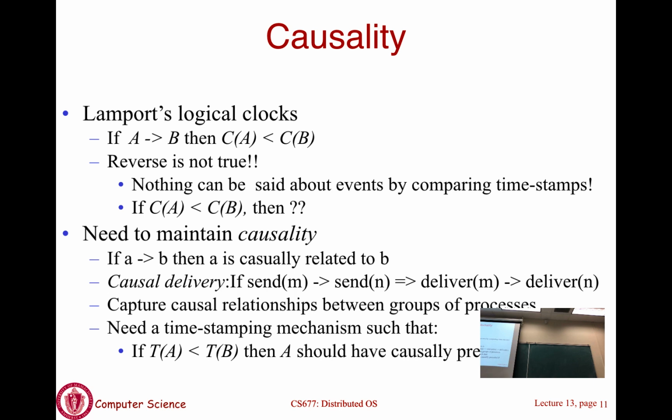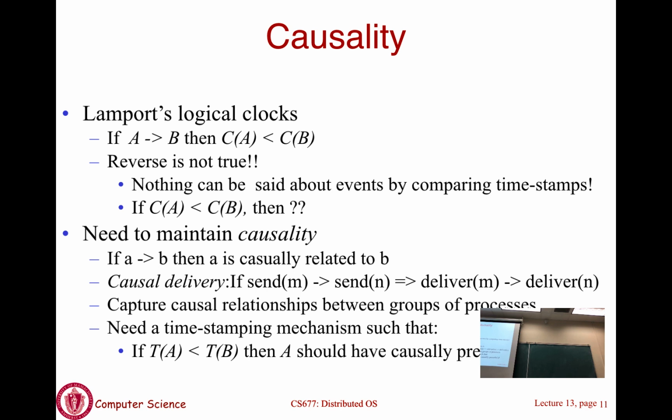Because Lamport's clock has the first property, if A happened before B, C of A is less than C of B, but it doesn't actually guarantee the opposite. Now we'll see how to get that property as well. That property, by the way, in distributed systems is called causality. If A happens before B, then A is also causally related to B.